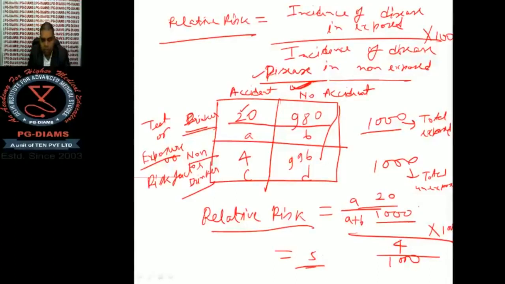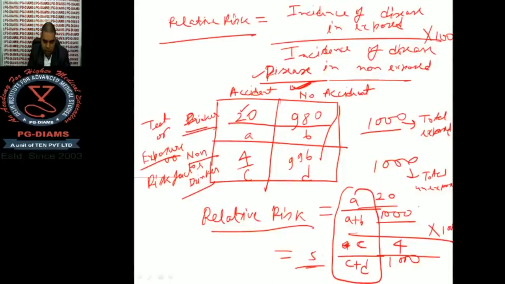And what will be the denominator? Incidence of disease in non-exposed. This is non-exposed, or non-drinker. Incidence is 4, and you can also say it's C. 4 is C. It will be divided by total non-exposed. Total non-exposed is C plus D. So the formula for relative risk is A by A plus B divided by C by C plus D.